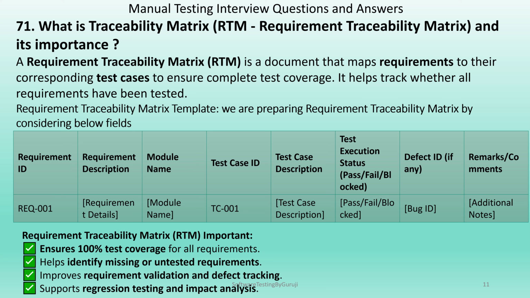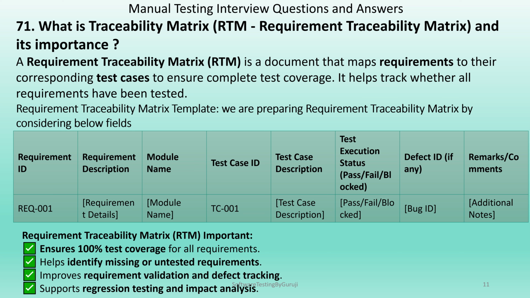Next question is, what is a traceability matrix? Also we call it the requirement traceability matrix, and its importance. A requirement traceability matrix, that is RTM, is a document that maps requirements to their corresponding test cases to ensure complete test coverage. It helps track whether all the requirements have been tested. Let's see the template of the requirement traceability matrix.